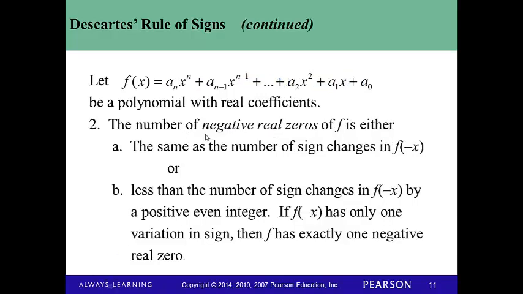And then the same for the negative real zeros. The number of negative real zeros is the same as the number of sign changes, this time in f of negative x. Or it's less than the number of sign changes in f of negative x by a positive integer. And again, if there's only one sign change, then f has exactly one negative real root.